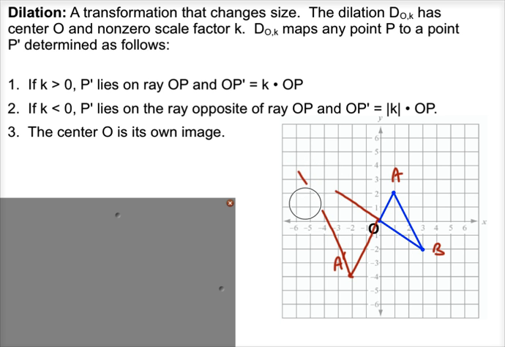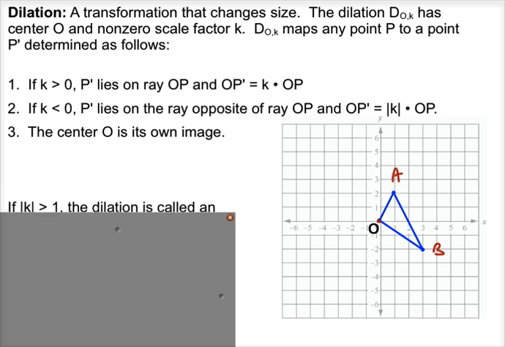So at this point, just think if K is positive, it gets bigger. If K is negative, it's going to go in the opposite direction. And number 3, it says the center O is always its own image. So obviously, if I want to get farther away from O and you're already at the center, it's not going to change at all.